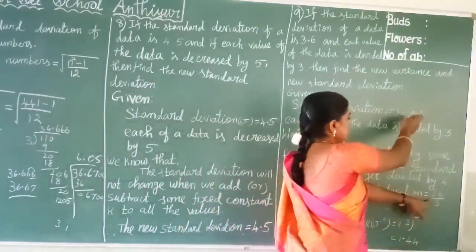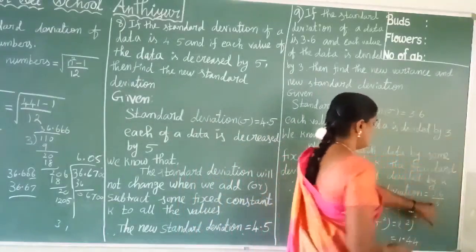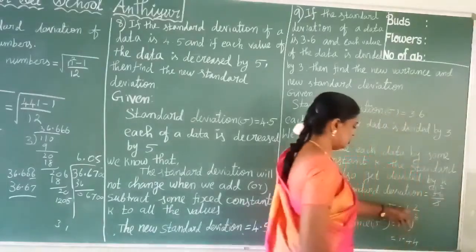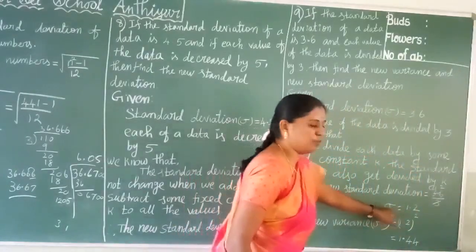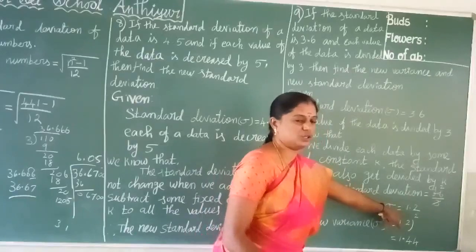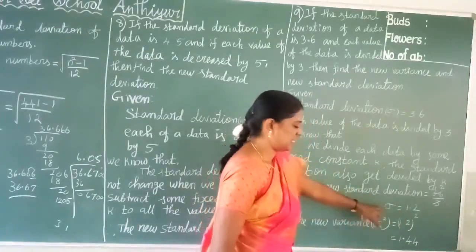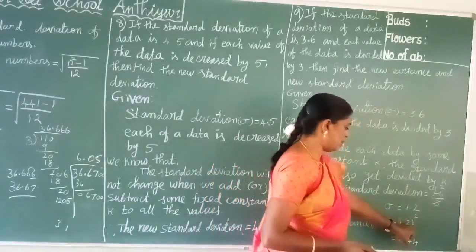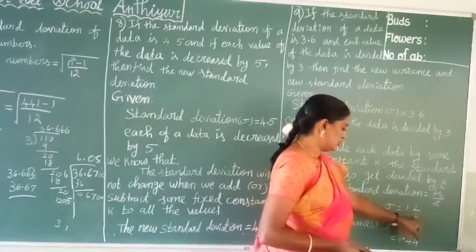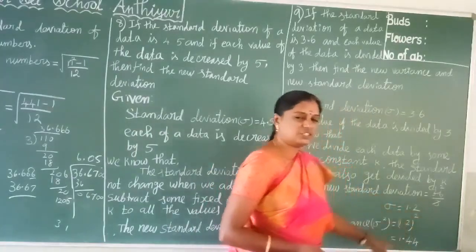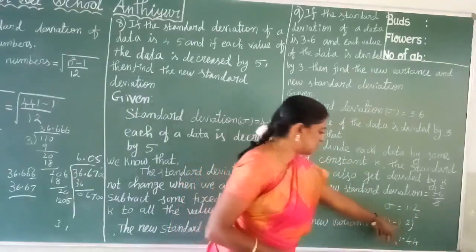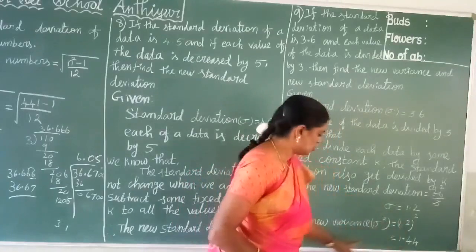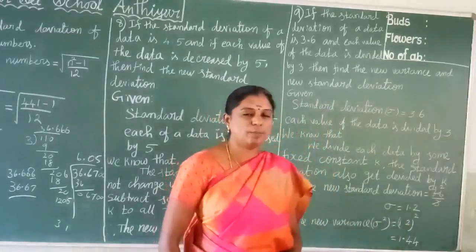So what is the standard deviation? 3.6. K value is 3. So 3.6 divided by 3. 3 ones are 3, 3 twos are 6, so 1.2. The new standard deviation is 1.2. And the new variance: standard deviation is sigma, variance is sigma square. So 1.2 whole square, that is 1.2 into 1.2. We consider 12 into 12, which is 144. But here there is 1 decimal in each, so 1.2 into 1.2 has 2 decimals. So 1.44. The new variance is 1.44.